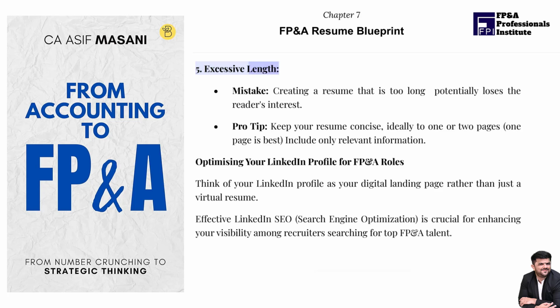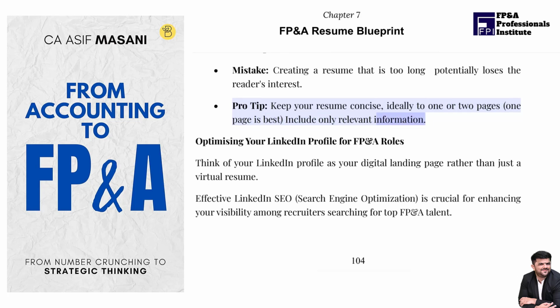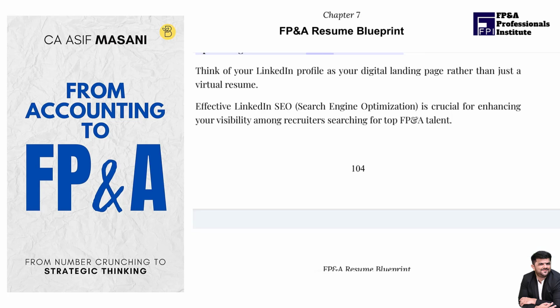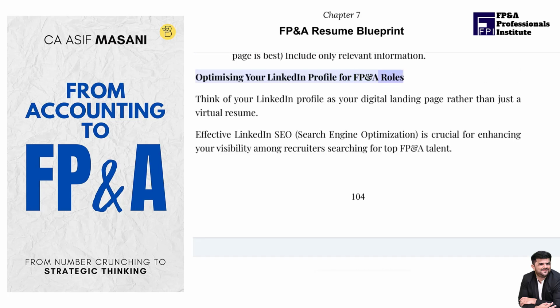5. Excessive length. Mistake: creating a resume that is too long potentially loses the reader's interest. Pro tip: keep your resume concise, ideally to 1 or 2 pages; 1 page is best. Include only relevant information. Optimizing your LinkedIn profile for FP&A roles.